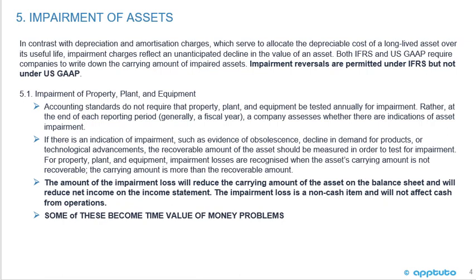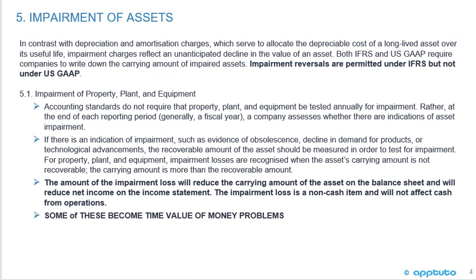Accounting standards do not require that property, plant, and equipment be tested annually for impairment, rather at the end of each reporting period. We've mentioned that already. A company assesses whether there are indications of asset impairment. If there is an indication of impairment, such as obsolescence, decline in demand for products, or technological advancements, the recoverable amount of the asset should be measured in order to test for impairment. For property, plant, and equipment, impairment losses are recognized when the asset's carrying amount is not recoverable. The carrying amount is more than the recoverable amount.